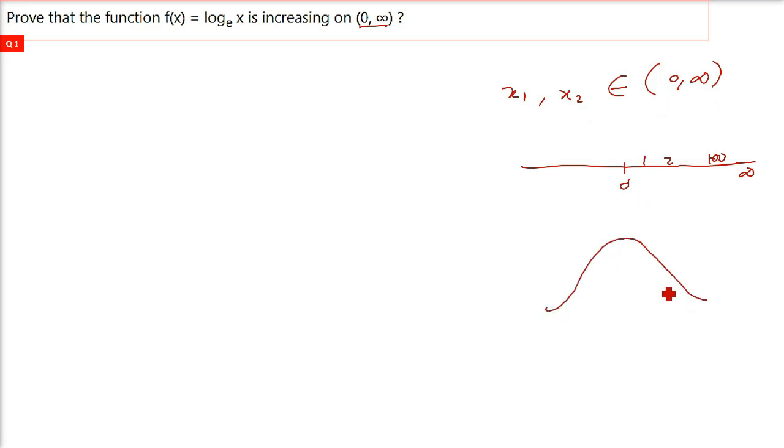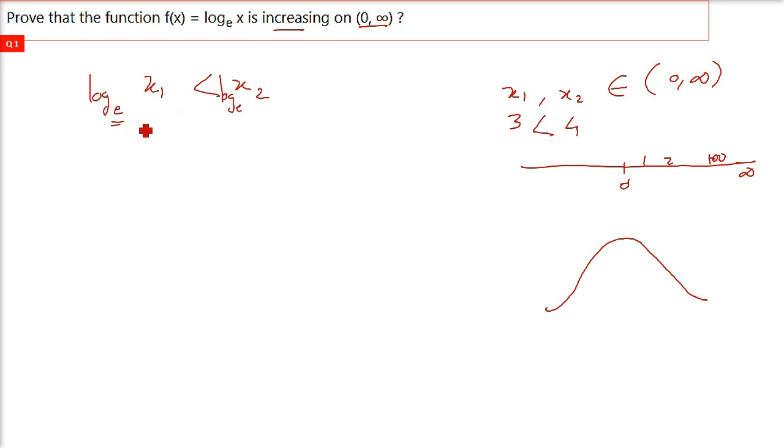When we are talking about increasing and decreasing, if we want to show increasing, then we have to say that x1 and x2 are two numbers. x1 is the first number, x2 is the second number. That means x1 is lower than x2. In numbers, let us say x1 is 3 and x2 is 4. So 3 is less than 4. You understood that? Now when you take the log, what will happen?